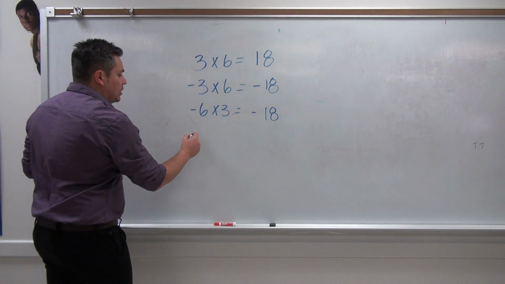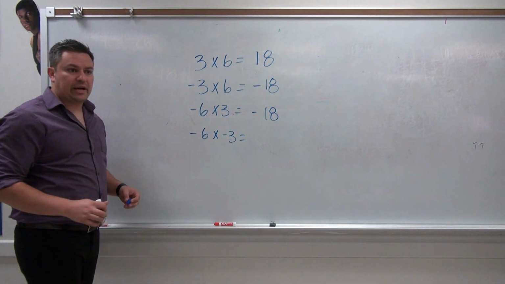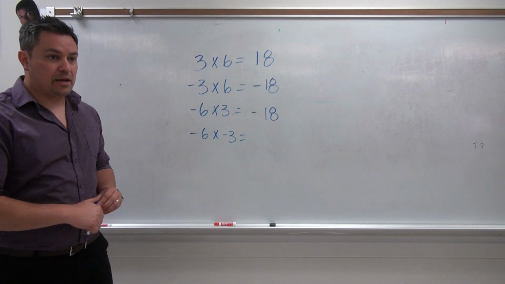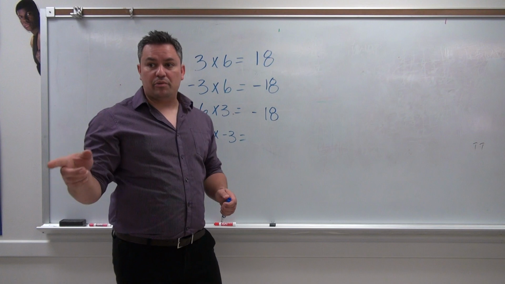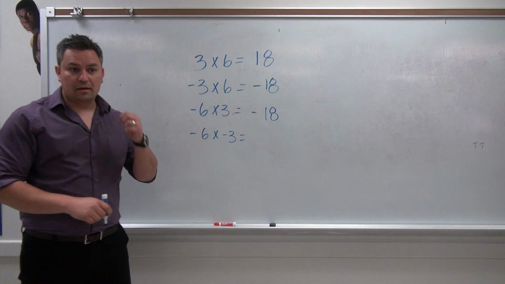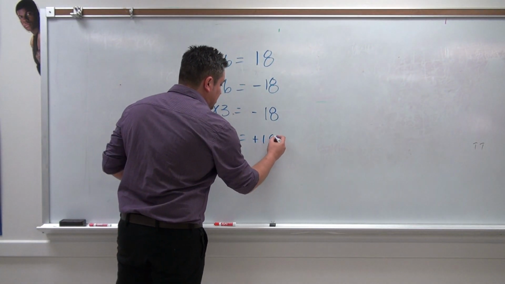What if I have negative 6 times negative 3? What is my answer going to be? Positive 18. Some of you say negative. Some of you say positive. Because if you do a triangle, you cross out both negatives, and there's just a positive. So the answer is actually positive 18.